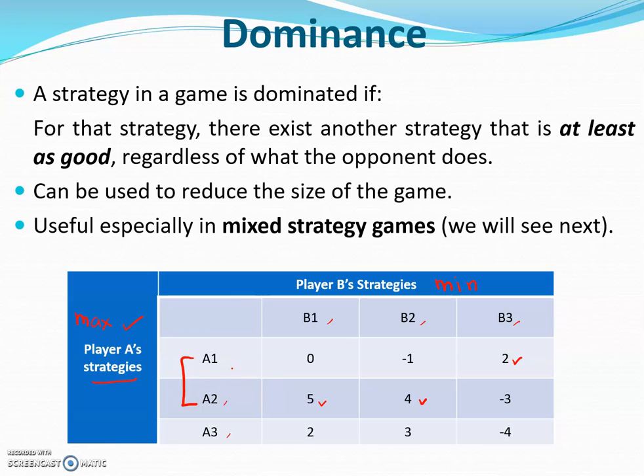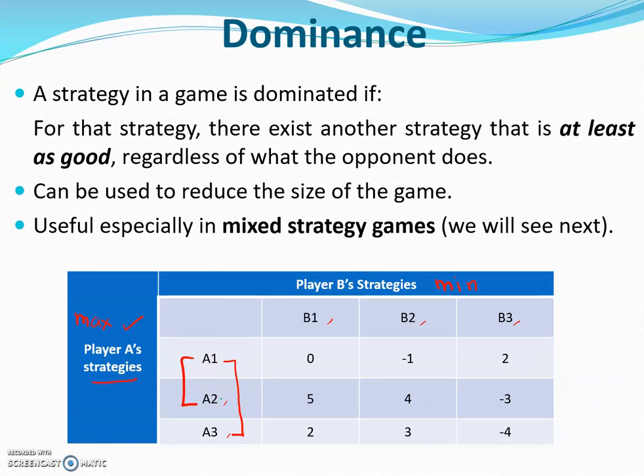Then we try to compare strategy 1 and strategy 3. So we compare 0 and 2. So 2 is better. Then we compare -1 and 3. 3 is better. Then we compare 2 and -4. In this case, 2 is better. So, again, we cannot say that strategy 1 is greater than strategy 3 or strategy 3 is greater than strategy 1.